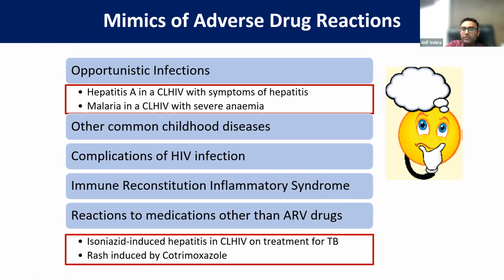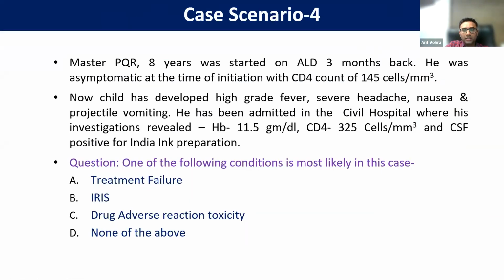It may be because of opportunistic infection that occurs because of HIV infection. It may be because of a complication of HIV, like HIV encephalopathy, which may occur because of the disease and may not be related to the drugs. And it may be because of drugs. So always look for that. Is this reaction because of a drug or is it something else? A thorough clinical history and examination will tell you that this is not an adverse drug reaction and this is something else that needs to be investigated.